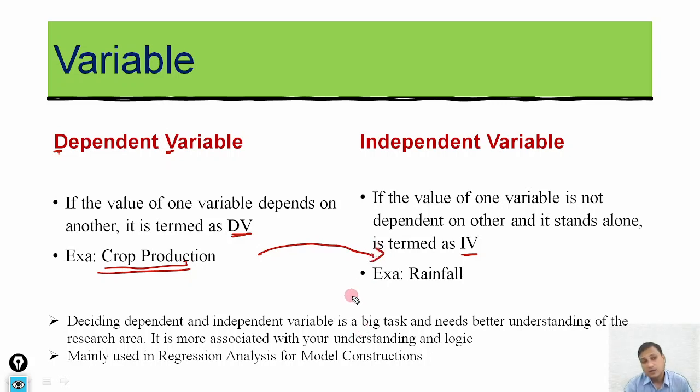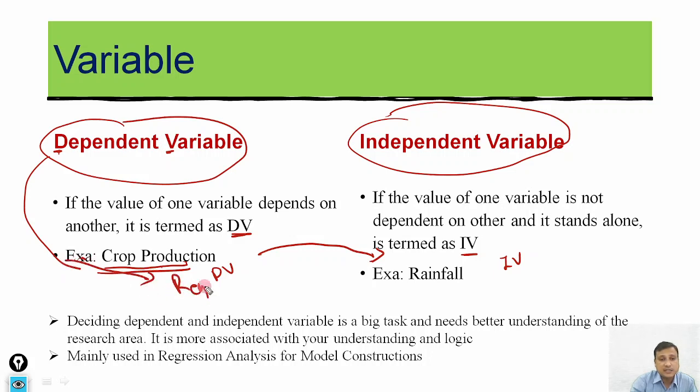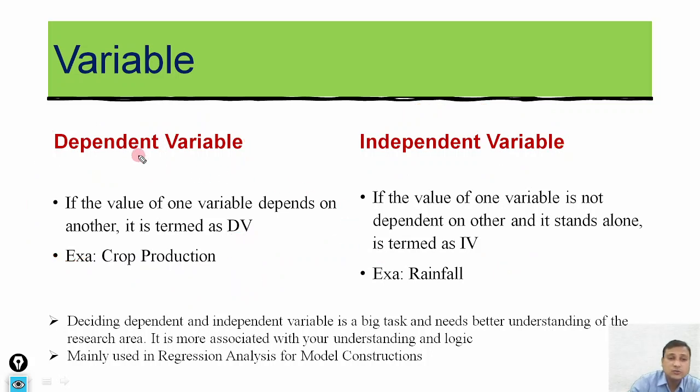That is why, when we are using these two variables, this one is the dependent variable and this one is the independent variable. Usually these types of variables are used in regression analysis. Regression analysis is a very useful statistical technique where we can construct models. So in regression we use the concepts of dependent variable and independent variable.